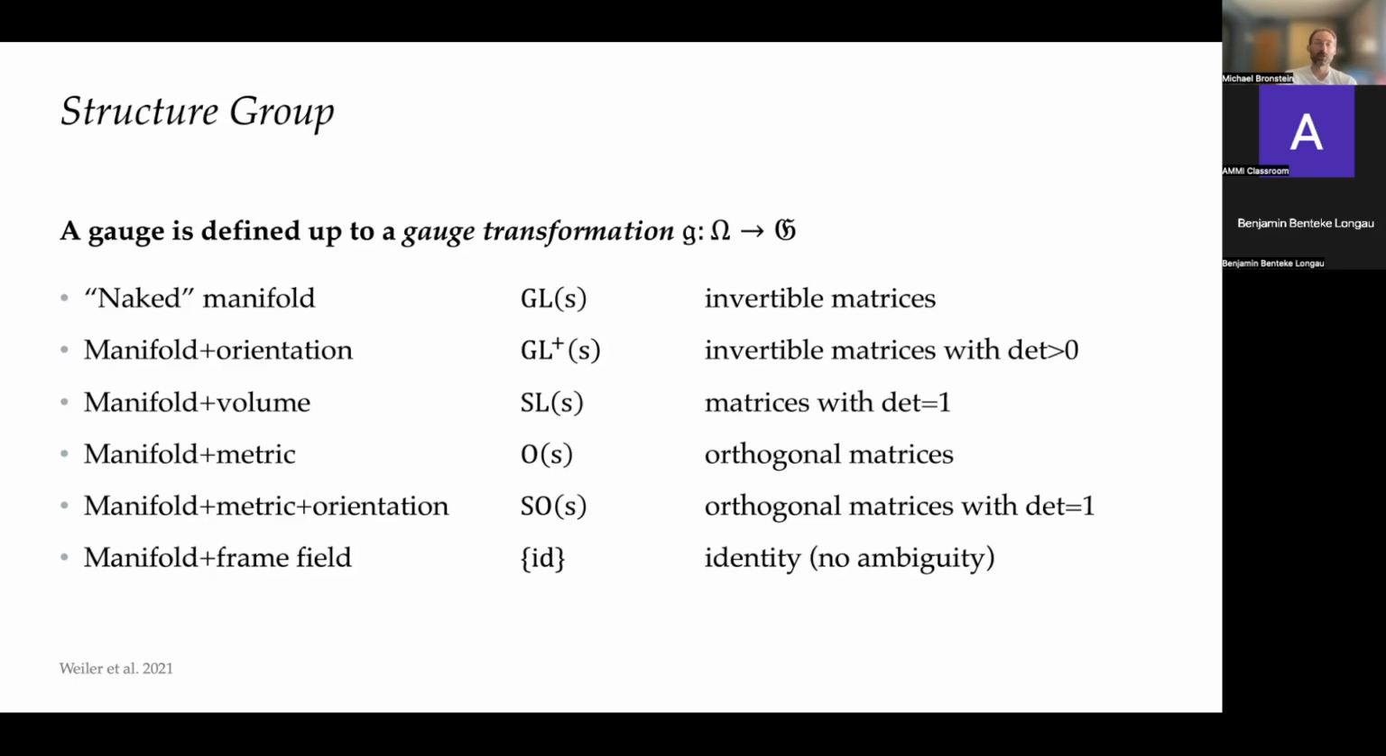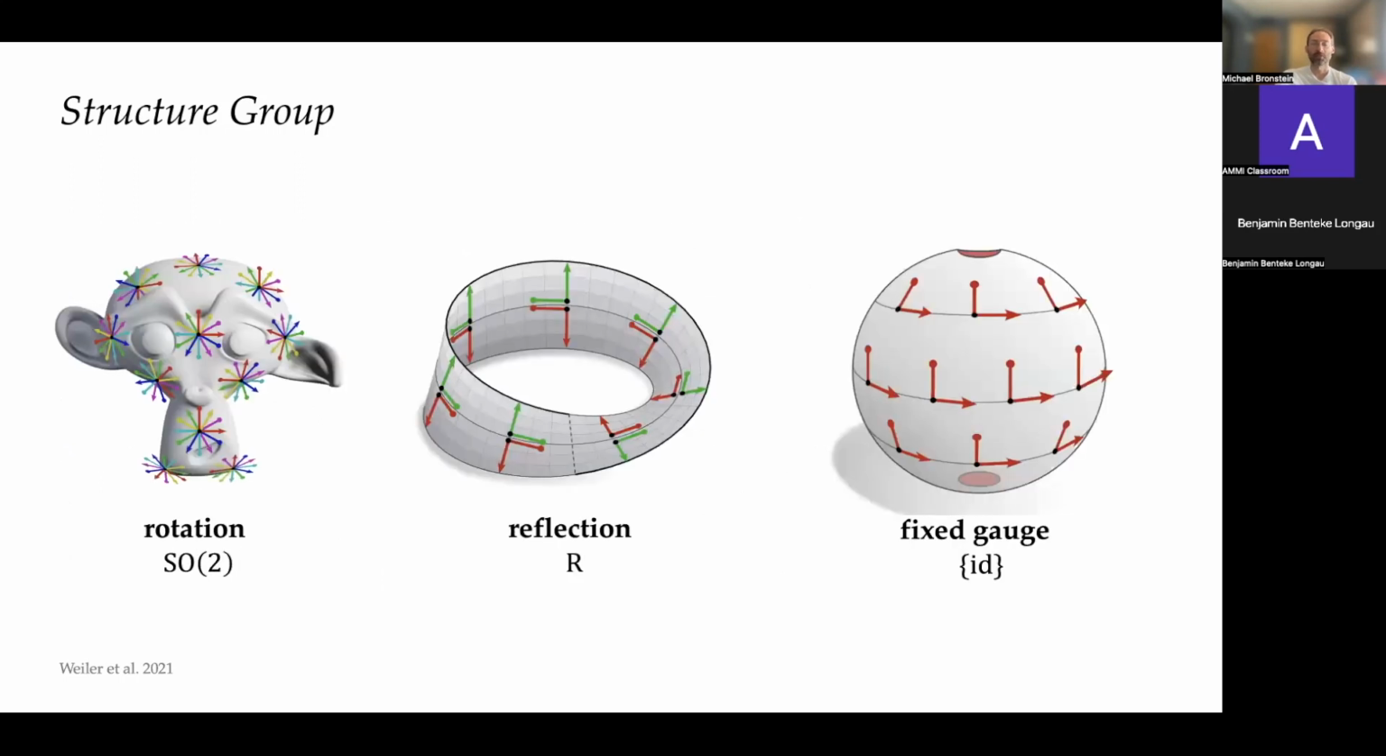And finally, if I have a manifold with a frame field, then there is no ambiguity. So this gauge is prescribed exactly. And here you can see a visualization of these ambiguities. So this is rotation ambiguity. I can choose a gauge and I can rotate it arbitrarily at every point. What is important, differently at every point. If I have, for example, the Möbius strip, it looks like the plane, but the only thing that changes here is that when I move from one point to another, I can flip the system of coordinates. And then when I have a fixed gauge, like on the sphere, for example, we have some canonical way of choosing coordinates, then there is no ambiguity whatsoever.